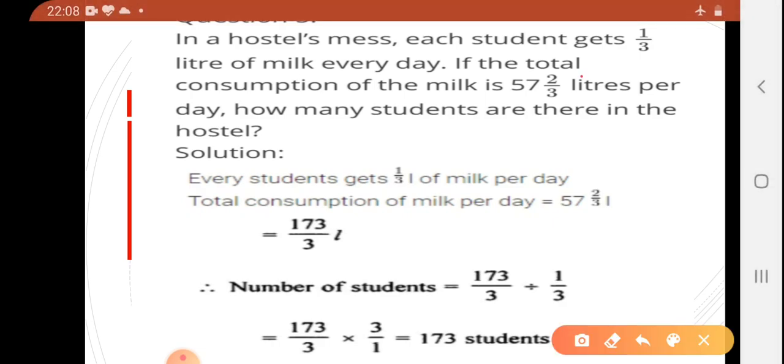This much milk was coming every day, 57 whole 2 upon 3 liters was coming every day. From that, each student is getting 1/3 liter of milk.